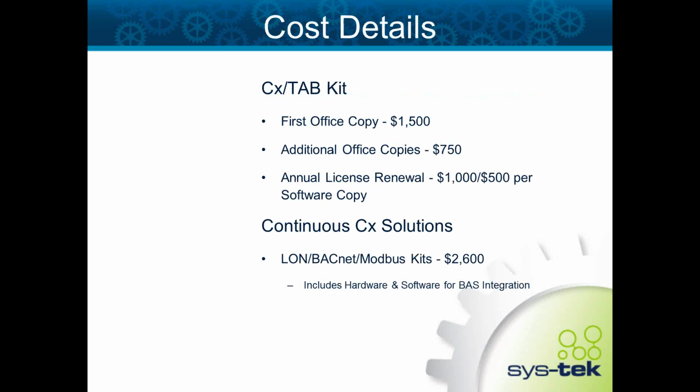Now we'll get into cost real quick. The first copy that your office buys, whether you have 30 offices or not, the very first copy for your company, if you will, is $1,500. Every copy after that is $750. For each one of those copies, there's an annual license renewal for that very first copy of $1,000, and for each additional copy, there is a charge of $500.